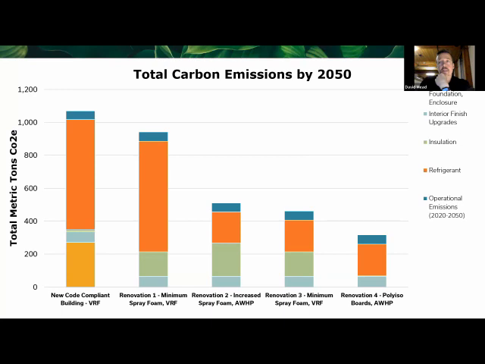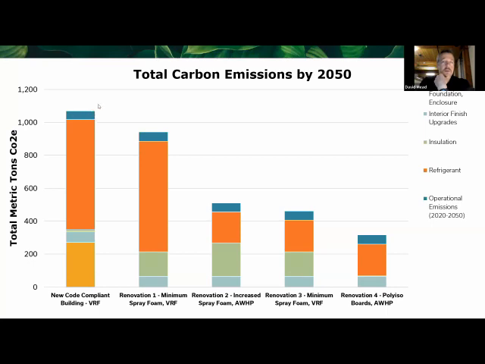You can see the structural seismic upgrades are accounted for. We've got interior finish upgrades here. And then you can see the refrigerant emissions are quite high on this. And then we've got operational emissions. This is really low because in Seattle, our utility emissions are extremely low.